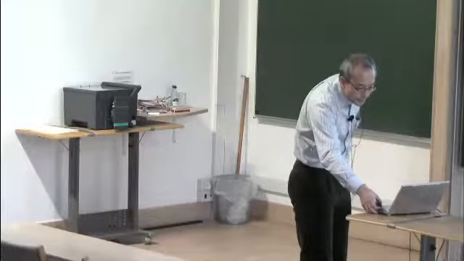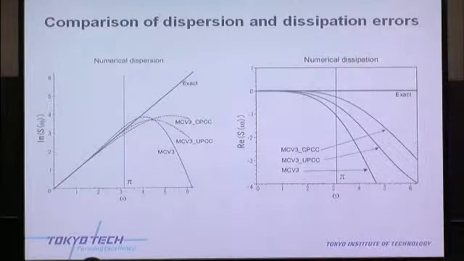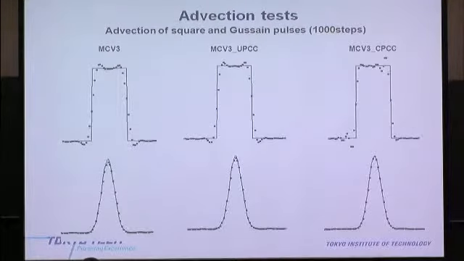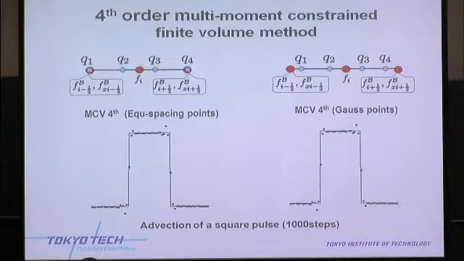This is a picture to show the numerical dispersion and dissipation. These are some results. And okay, fourth order scheme.